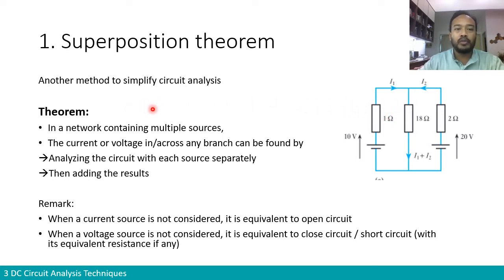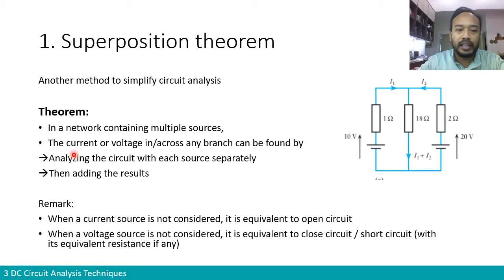So the first one is what we call superposition theorem. So what is a superposition theorem? It is a theorem that is used basically when you have, in a network of a circuit, multiple sources. So for example, looking at this circuit, we have two voltage sources, one of 10 volts and another one of 20 volts. Of course, you can do mesh analysis or nodal analysis, but there is also this other method where you can consider what we call a superposition theorem.